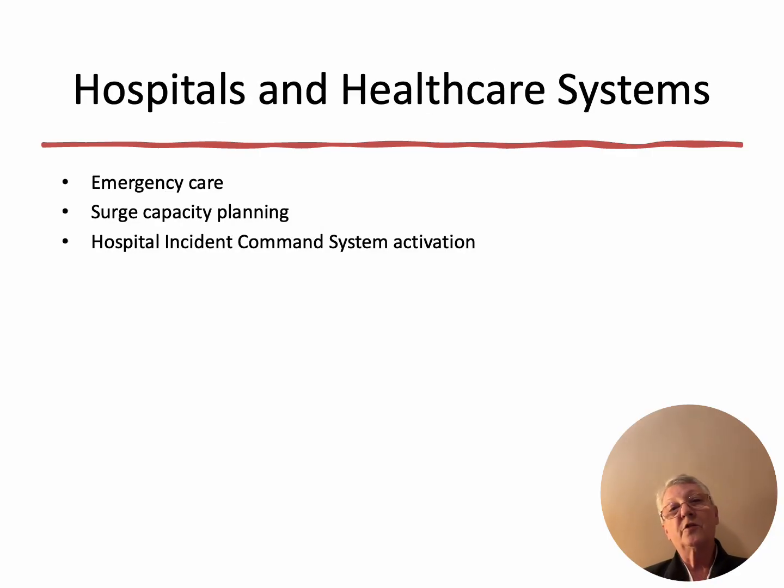Hospitals and healthcare systems must rapidly adapt during disasters. Hospitals may experience sudden increases in patient volume, known as surge capacity. They must activate emergency operations plans, expand treatment areas, mobilize additional staff, and coordinate with EMS and public health agencies. Hospitals also use a structured command system called the Hospital Incident Command System to manage internal operations during the disaster.